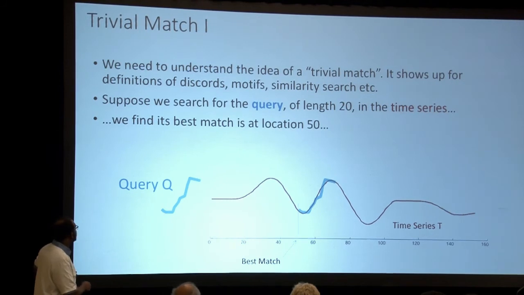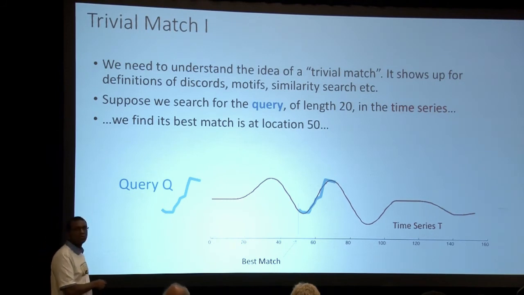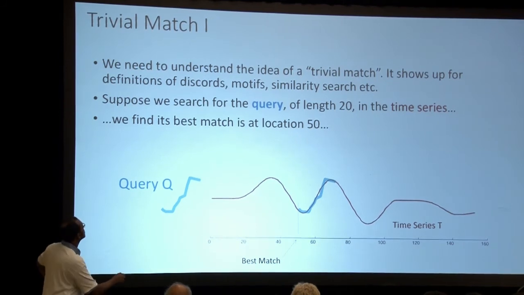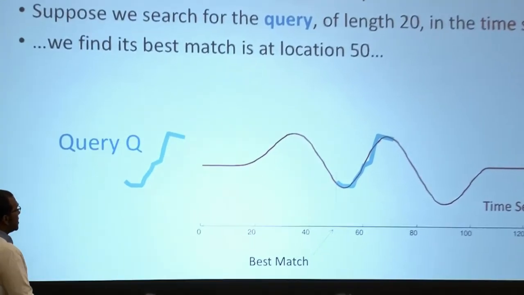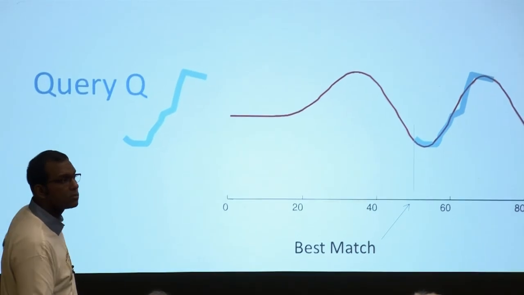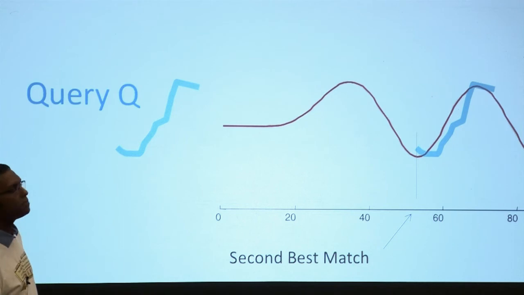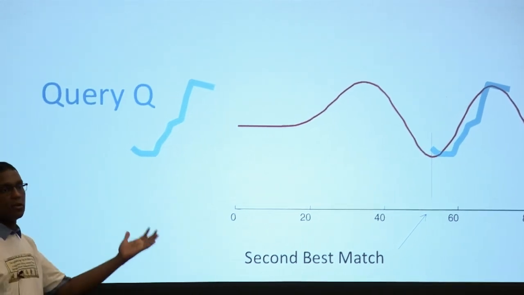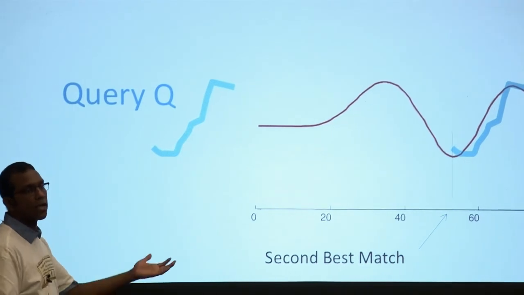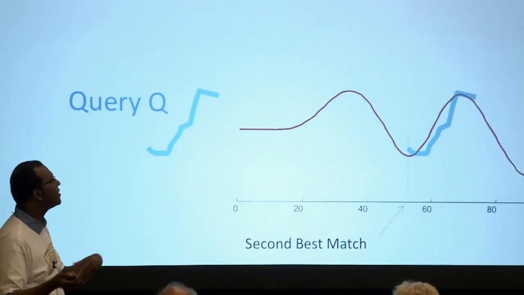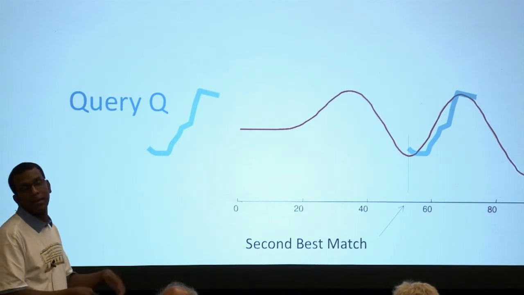So imagine that this is the query, right? And you have the time series, and you ask what is the nearest neighbor of this query in this time series. You slide it across, and you find that this is the nearest neighbor, which happens to be at location 50. And if you ask, what is the next one? The next one actually will be right beside it, maybe at 49 or 51. And that's not interesting, because it's trivial. We know that they are highly overlapping, and it's not giving me enough exciting information.